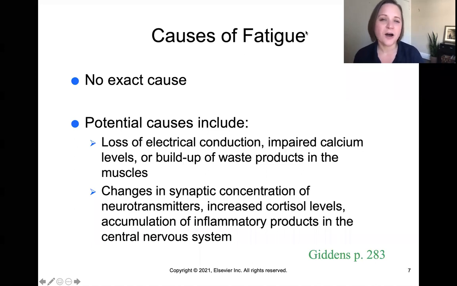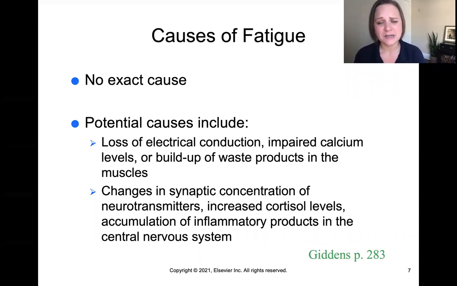Now, in terms of the cause of fatigue, it's not an exact science on what causes the human body to become fatigued, but there are some ideas about impaired calcium levels or buildup of waste products in the muscles that cause physical fatiguing. Or it could be something about neurotransmitters, increased cortisol levels, or an inflammatory response to overwhelming stress or emotions.